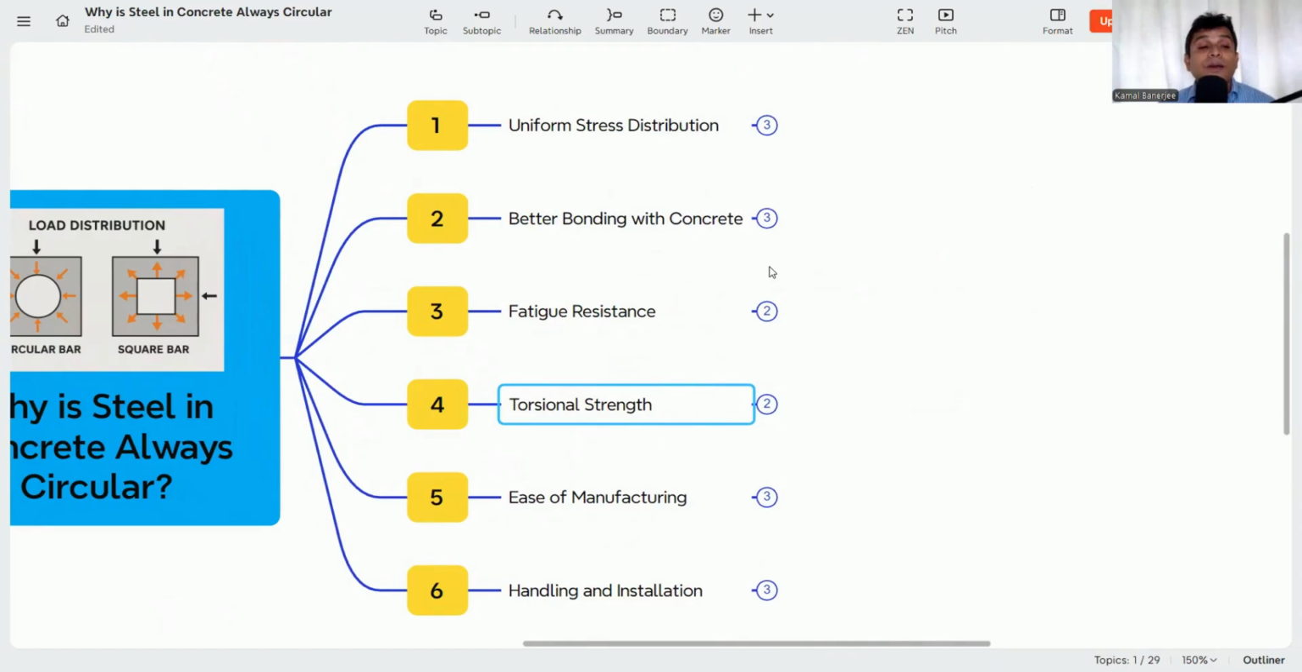So, for uniform stress distribution, better bonding with the concrete, fatigue resistance, torsional strength, ease of manufacturing, handling and installation, and also for the load transfer from concrete to steel and steel to concrete, that is why we always use the round steel bar in concrete.